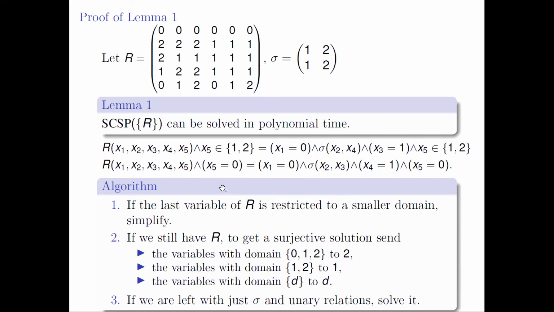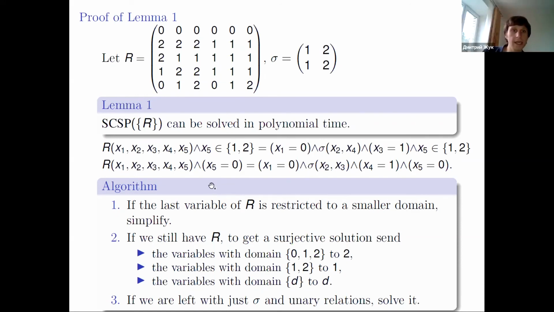So imagine you have an instance of surjective CSP over R, and imagine that every variable has the same domain in every constraint. Then obviously this reduction, what I define here, works: I map variables with domain 0, 1, 2 to 2, I map variables with domain 1, 2 to 1, and I map variables with domain just D to D. This mapping definitely works and definitely gives us a surjective solution.